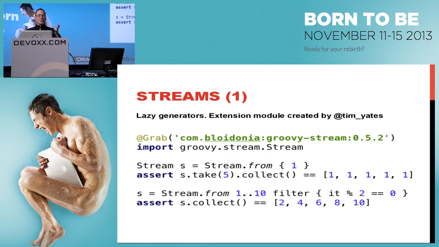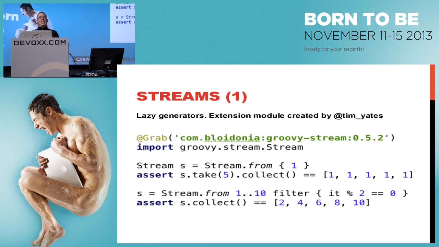Streams. There will be streams coming in JDK 8. We already have streams in Groovy. This is an external extension maintained by one of the core Groovy developers. Basically, the first example is creating an infinite stream of elements whose value is 1. And the second one is creating a stream out of a range, so it actually is a limited stream. And it's filtering those by whether they are even or odd.